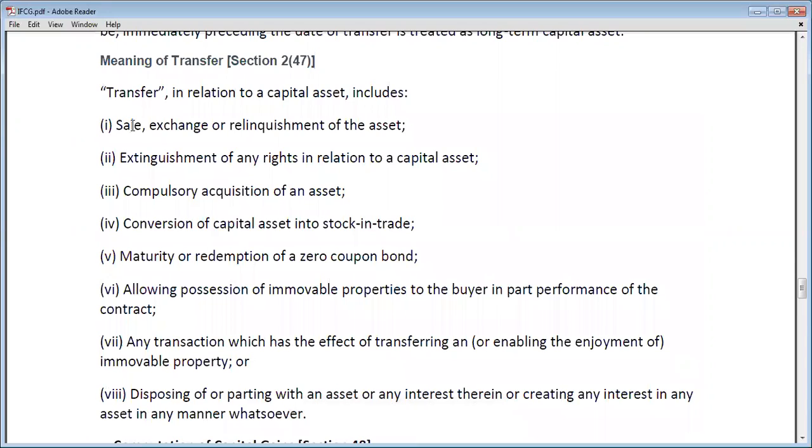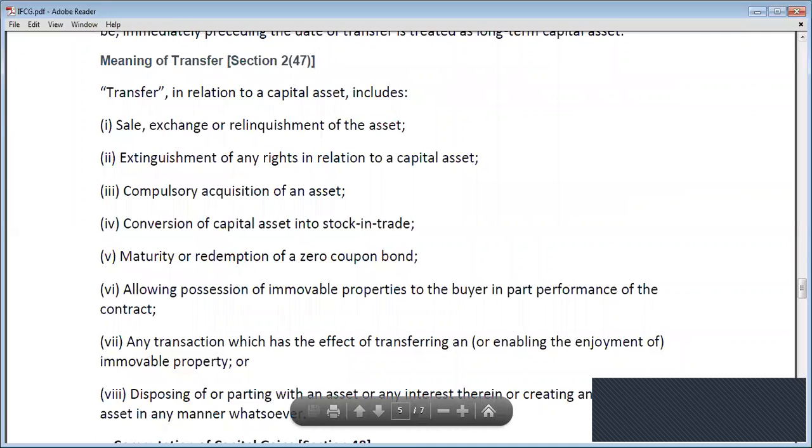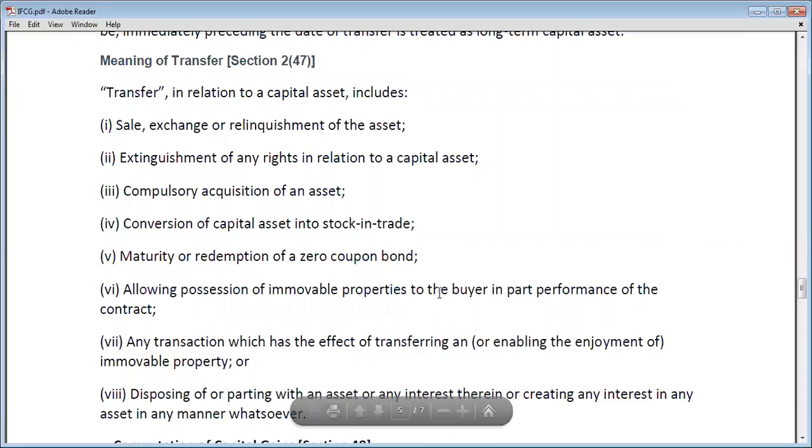In transfer, we will include sales, exchange, relinquishment, any extinguishment, any compulsory acquisition of assets, any conversion of capital assets, any maturity or redemption of zero coupon bonds. If you allow any person to get possession of your immovable property to fulfill their performance or their task, or if you transfer any assets to any person to fulfill their objectives or their project, and then disposing of any assets, all these transactions will be included in transfer. So in transfer, we will not only include the sales, but also the exchange, relinquishment, extinguishment, and all these transactions.